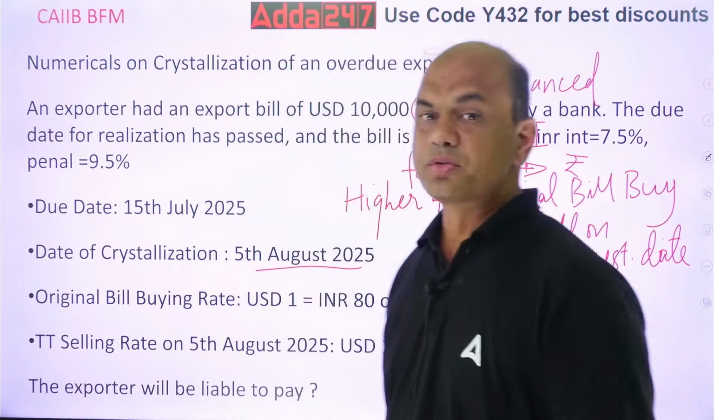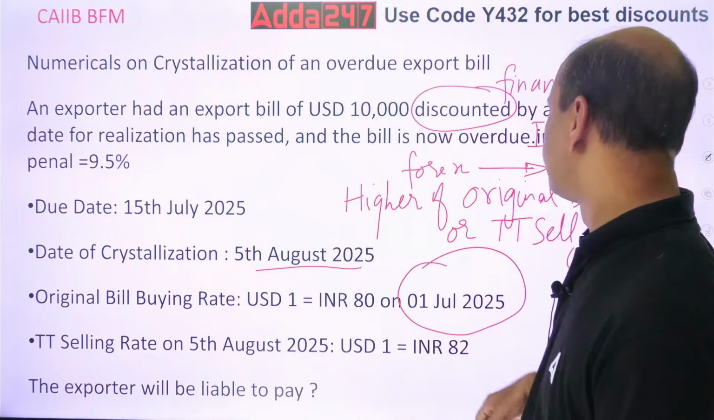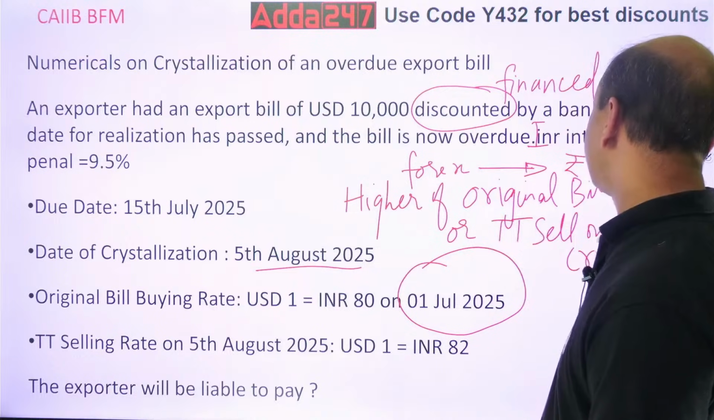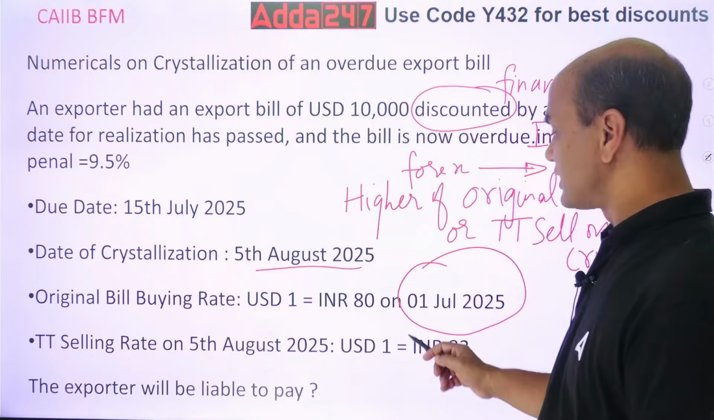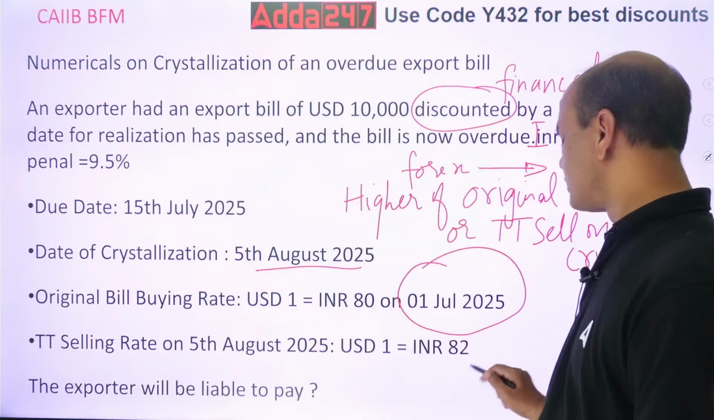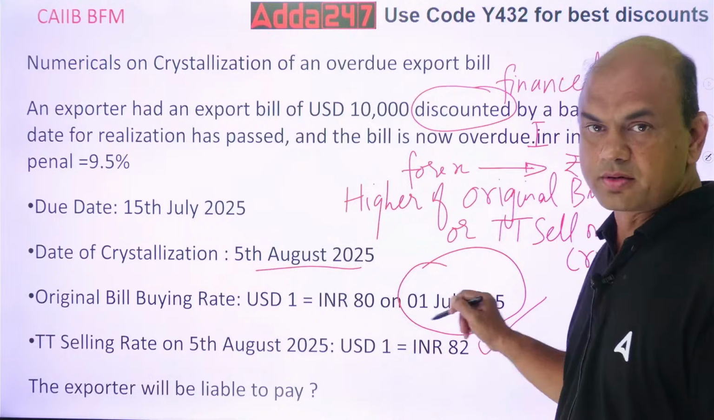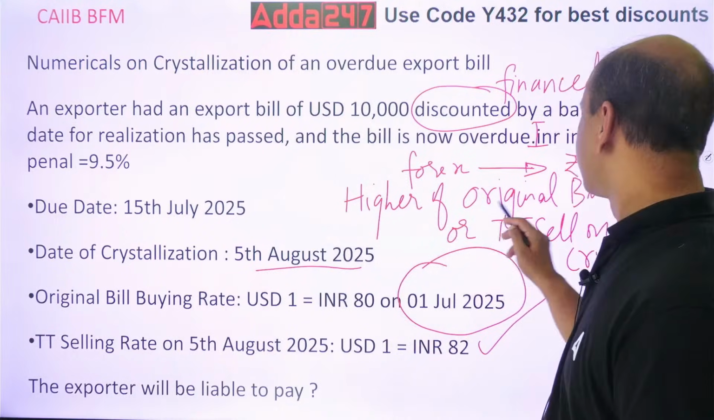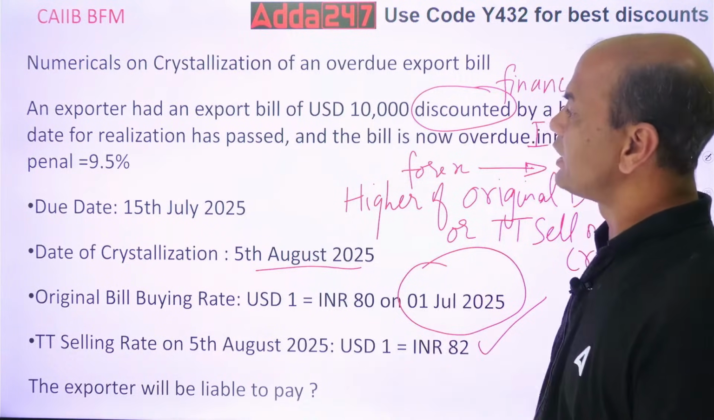So, the higher of original bill buying or TT selling, whichever is higher. Now check this, which is higher, 80 or 82? This is higher. So I'll be using the rate of 82 over here.